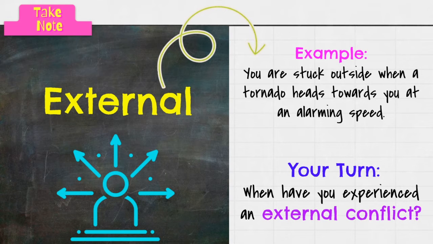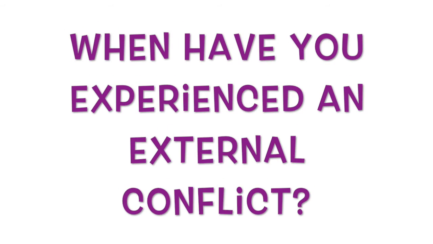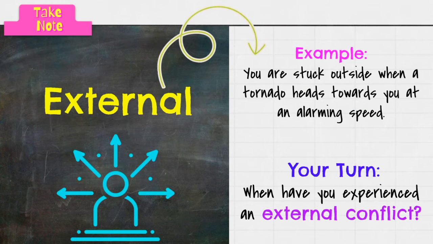So your turn. When have you experienced an external conflict? It could be with a person, a thing, weather, illness, something like that. Go ahead and pause and write down your experiences with external conflict. All right, we are back. Looking at your list, you might have a couple of examples of external conflict. And we can take those external conflicts and break them down even further into different categories. So let's look. How can we break these conflicts down?